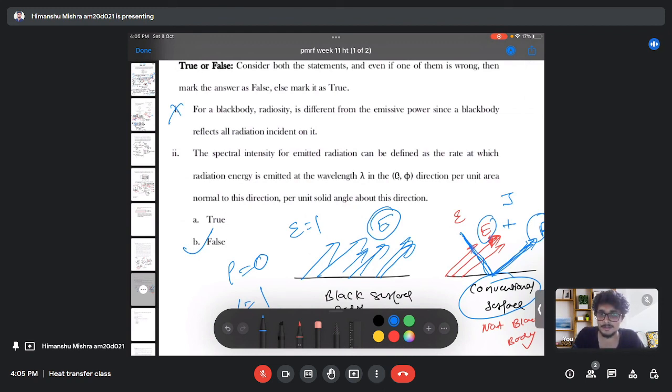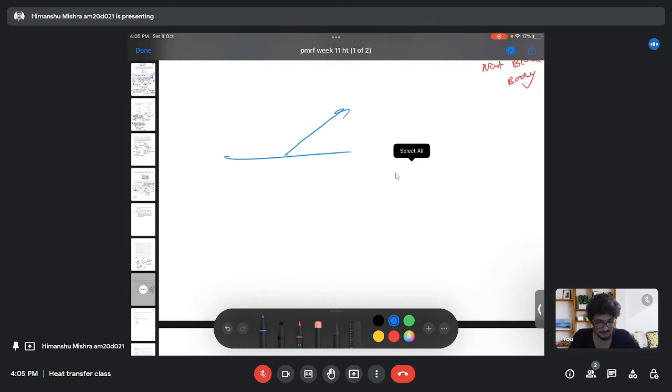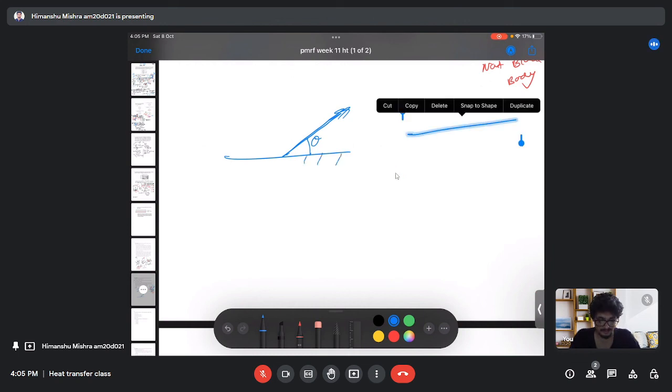Similarly, the second statement says that the spectral intensity for emitted radiation can be defined as the rate at which the radiation energy is emitted at a wavelength in a direction per unit area normal to the direction. So that spectral intensity depends upon the specific direction. That means my radiation is coming out at some angle theta from the surface. The intensity due to this radiation is called the spectral intensity. Similarly, if my radiation is coming out in all directions, this is my diffuse intensity.